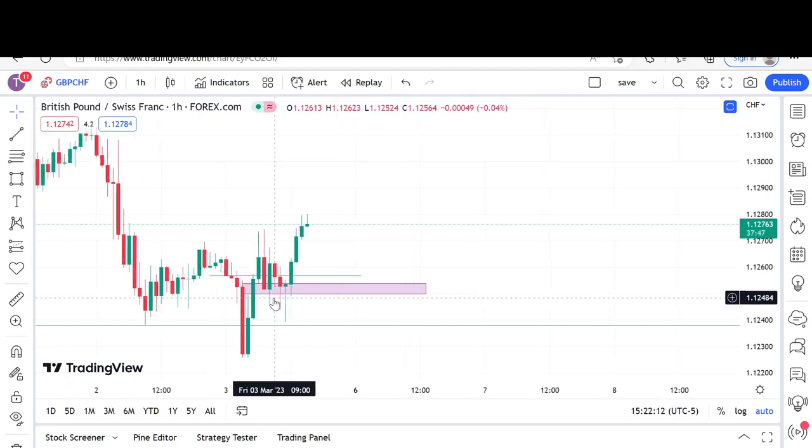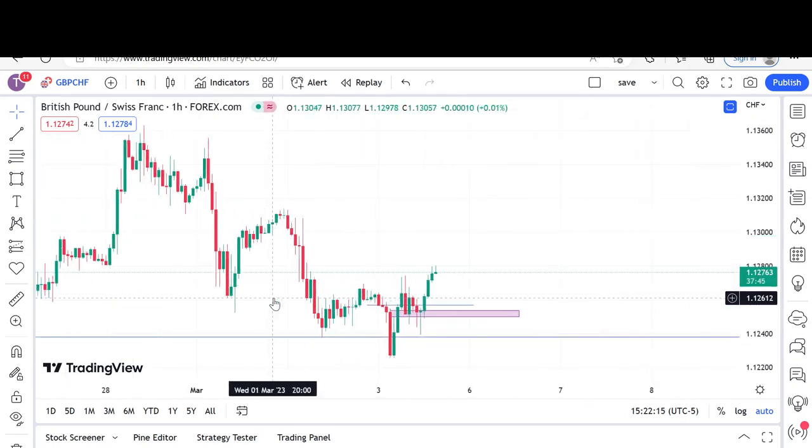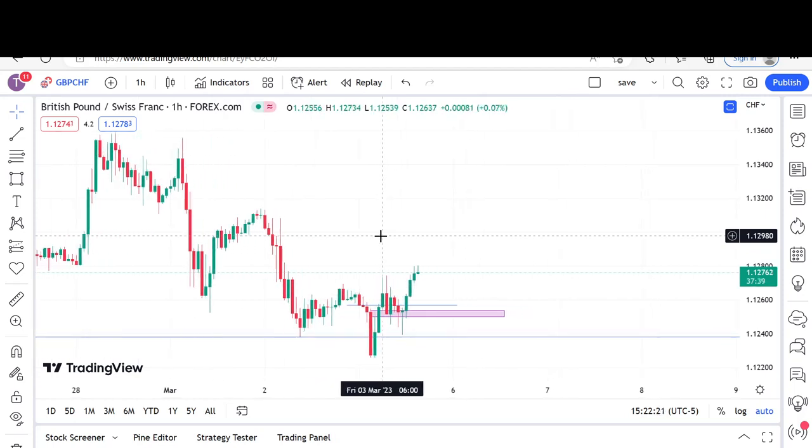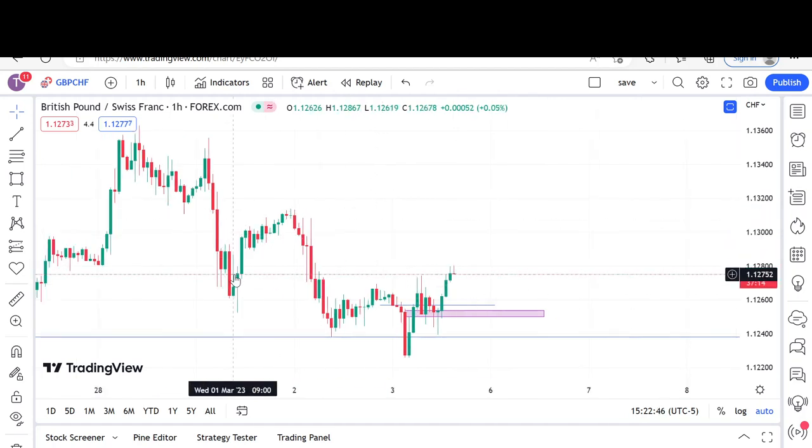Now let me look for an example of what wouldn't be a market structure shift, because again, it needs to be during a key time period. Otherwise, you just get caught in stop runs all the time, and it can get really frustrating. So for example, all right, here's a really good example.